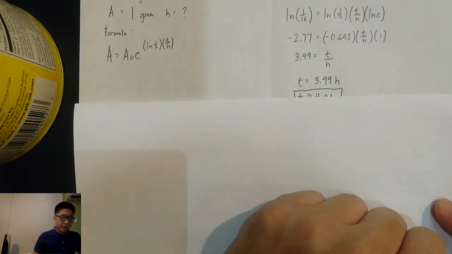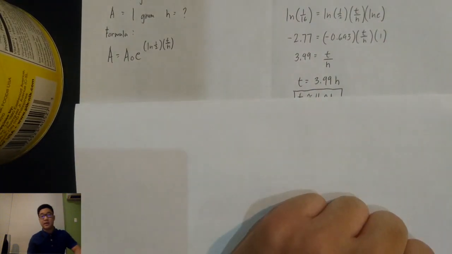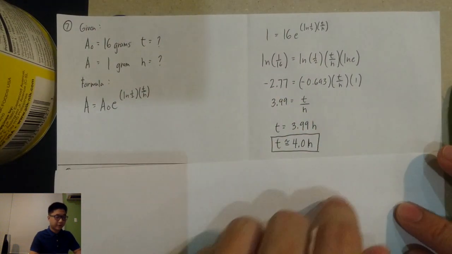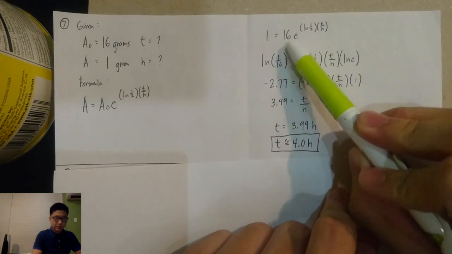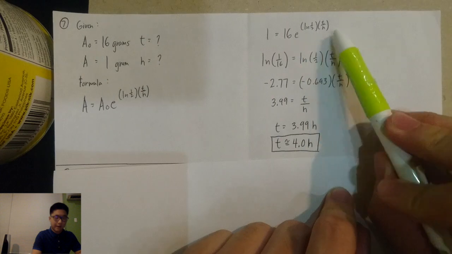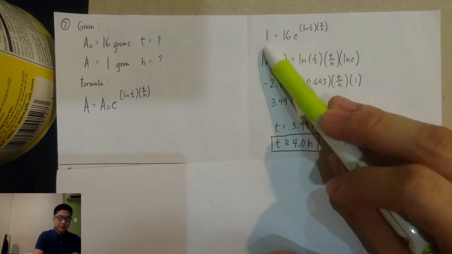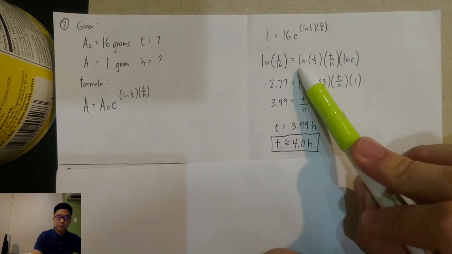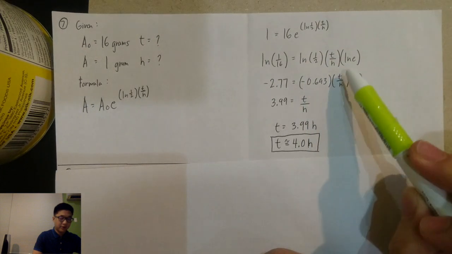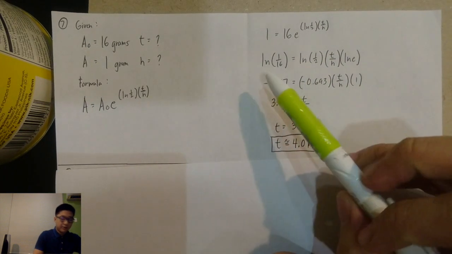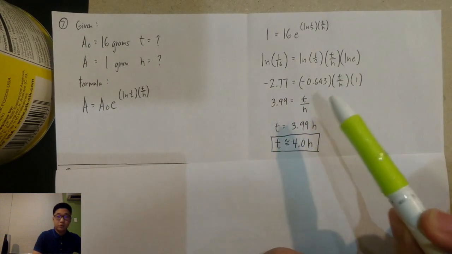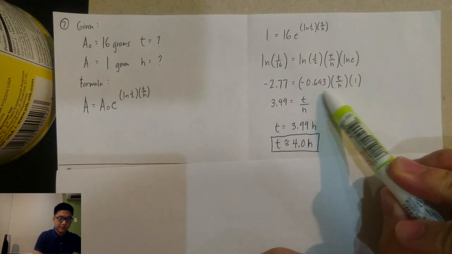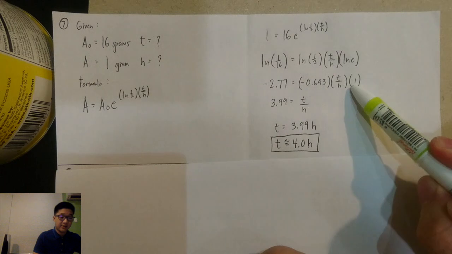So using the formula, A is equal to A sub 0 times e raised to ln 1/2 times t all over h, we substitute the following values. So 1 is equal to 16 e raised to ln 1/2 times t all over h. We divide 1 by 16 and we take the ln of both sides. So ln 1/16 is equal to ln 1/2 times t over h, times ln e. ln 1/16 is equal to negative 2.77, while ln of 1/2 is equal to negative 0.693. And we know that ln e is equal to 1.